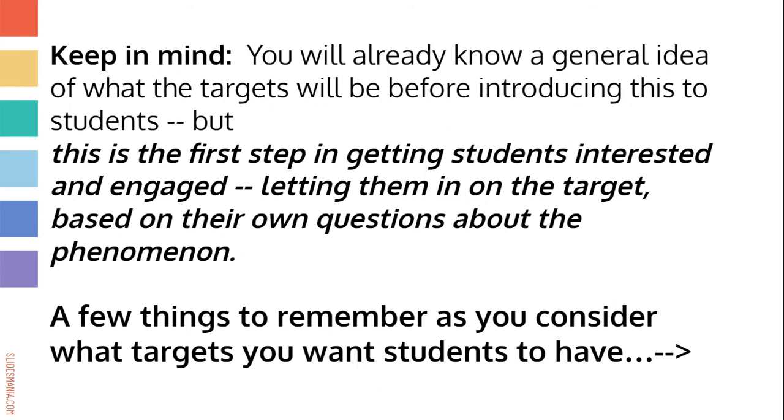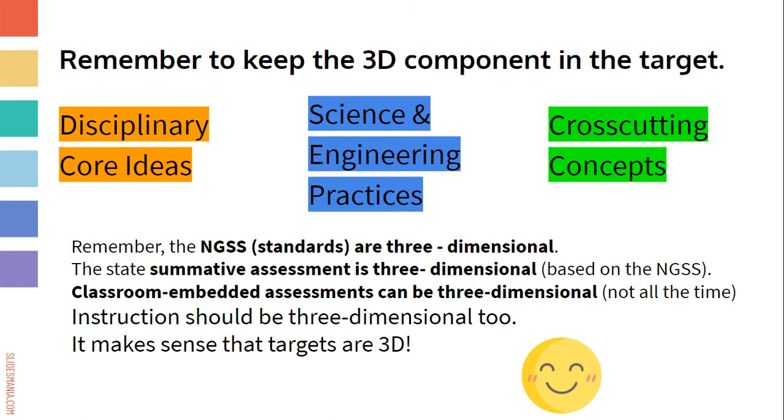So just a few things to remember as you consider what targets you want your students to have, because you need to have an idea of that before. You need to know, what targets do I want them to try and meet, and how am I going to guide them to get to those targets? Remember, you want to keep the 3D component in the target. You want the disciplinary core idea and the science and engineering practice and the cross-cutting concept from your original PE that you're trying to meet. You want to keep those in your little bitty small bite targets.